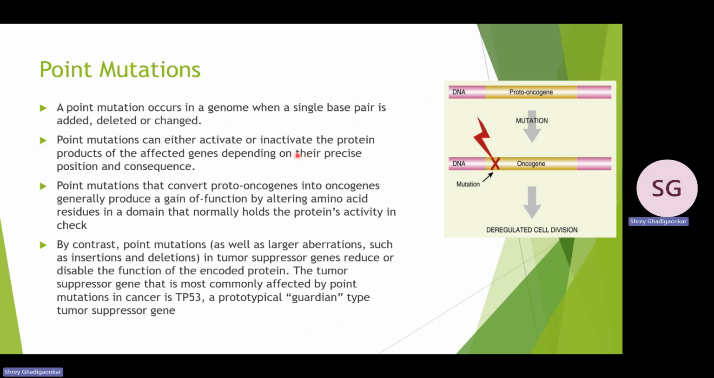Mutations can either activate or inactivate the protein products of the affected genes, depending on their precise position and consequence. So in general, you have different kinds of genes. One cardinal example is mutations that convert the RAS gene into a cancer gene, which is one of the most common events in human cancers. So you can have point mutations in oncogenes, as mentioned. As a result, you have increased growth.